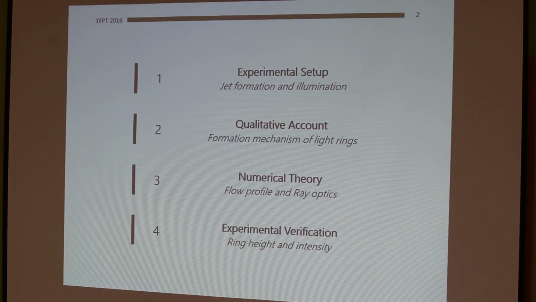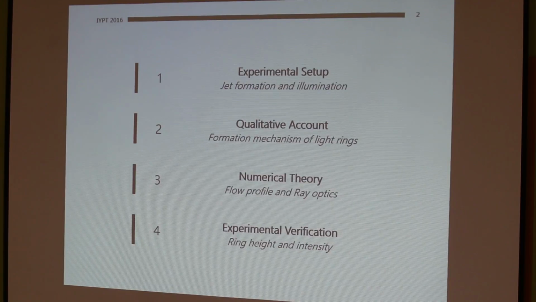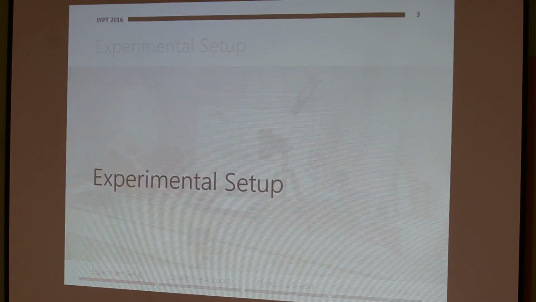So for this, here are the contents of my presentation. I'll start off by explaining how we constructed our experimental setup and some of our key preliminary observations. Afterwards, I'll formulate a qualitative account to explain the formation mechanism of the light rings. And afterwards, I'll proceed to develop a quantitative theory and use it to predict the location and intensity of the light rings. And these will then be verified experimentally using our experimental setup. So first, our experimental setup.